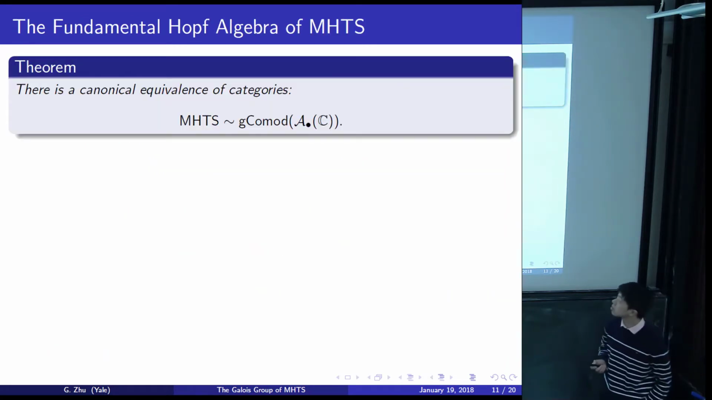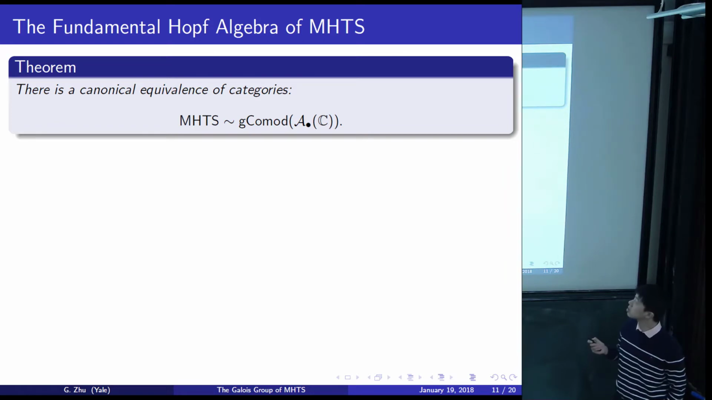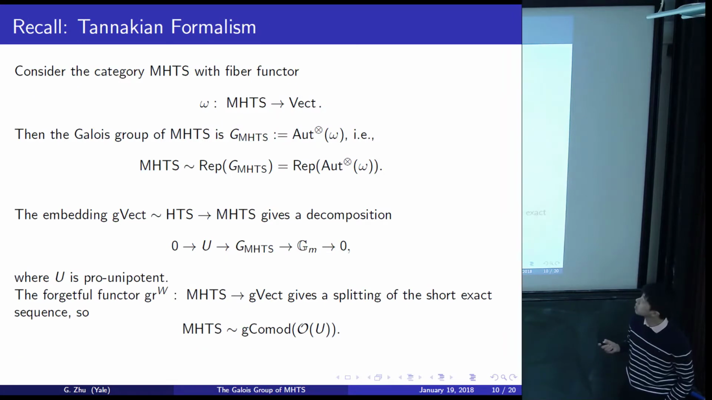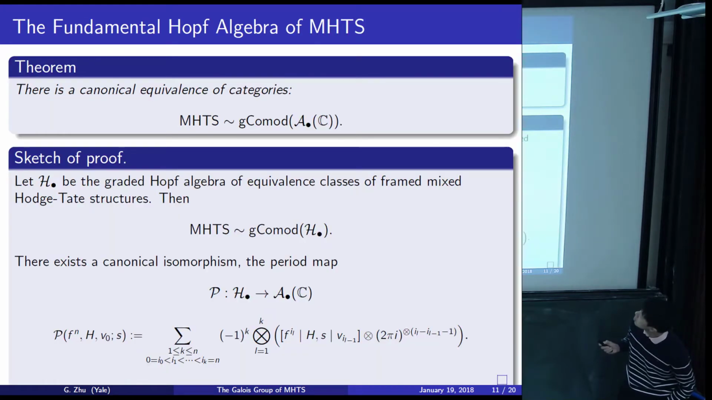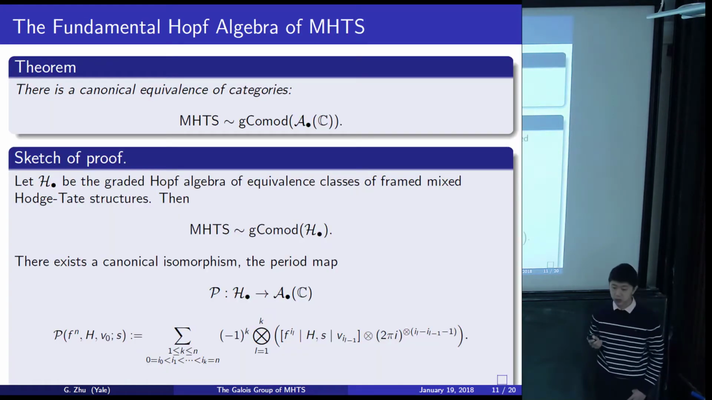So now let me state our main theorem. There is a canonical equivalence of categories. The category of mixed Hodge Tate structures is canonically equivalent to the category of graded comodules of AC. So let's recall what it means by... What's the fiber functor? Oh, the fiber functor, yeah. It is not here. The fiber functor is the graded associated with respect to the weight filtration.